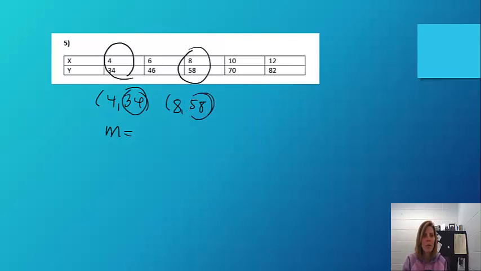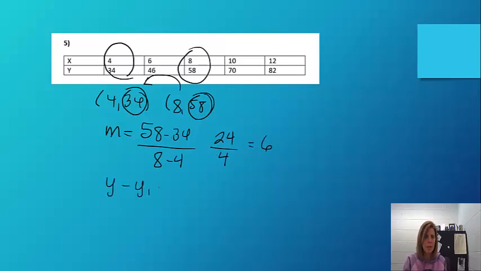All right, I'm going to circle my y's. It looks like just to avoid the negatives, I'm actually going to work right to left this time. So I'm going to have 58 minus 34 in the numerator. And in the denominator, I will have 8 minus 4. So 58 minus 34 is 24. And then 8 minus 4 is 4. 24 divided by 4 is 6. So my slope is 6. So I'm going to write my equation, y minus y sub 1 equals m times x minus x sub 1.